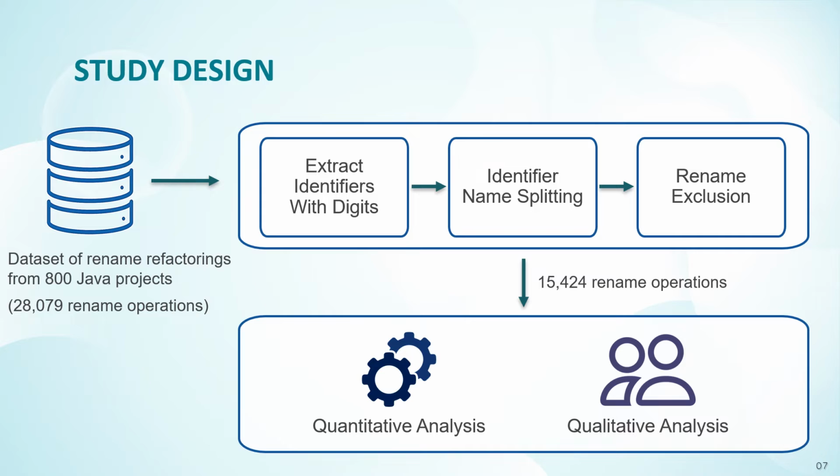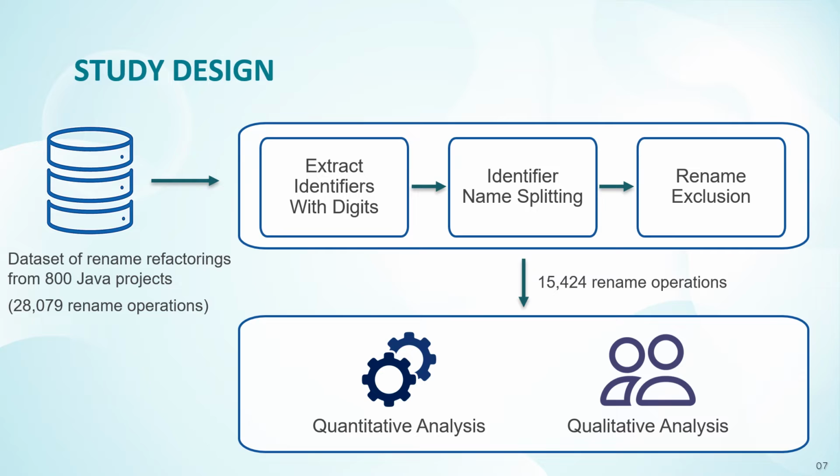The next part of the process involves the filtering of identifiers. As our study is about digits, we had to exclude identifiers that did not contain digits. We achieved this using a regular expression. Once we obtained the list of identifier names containing digits, we split the name into its constituent terms. We utilized the well-known identifier name splitting utility to perform this splitting.